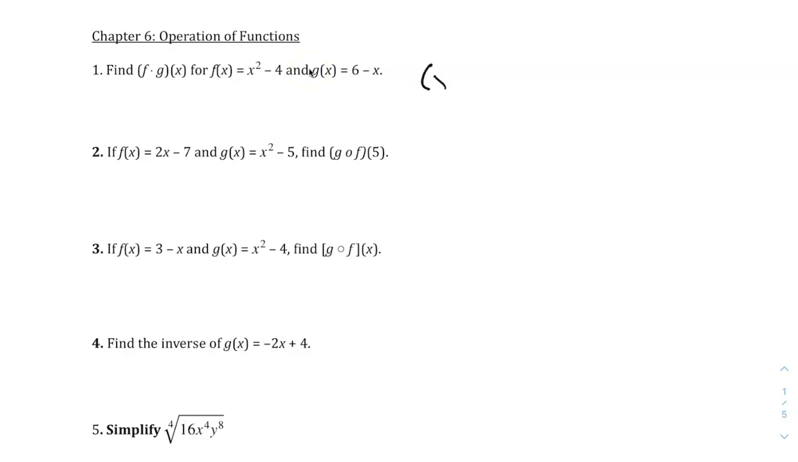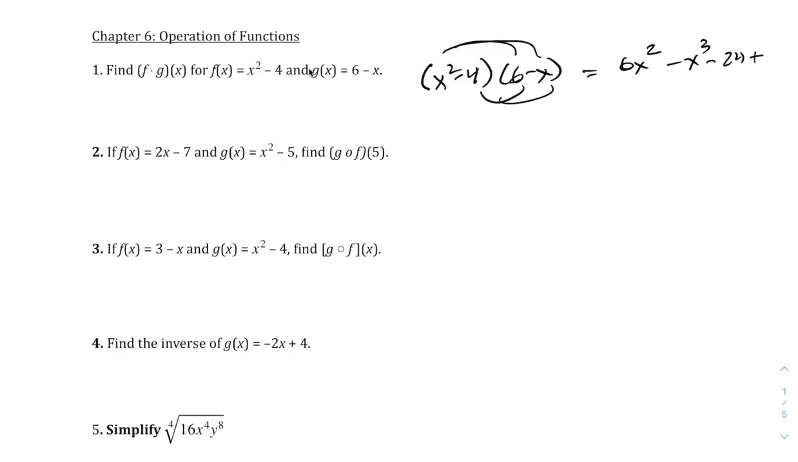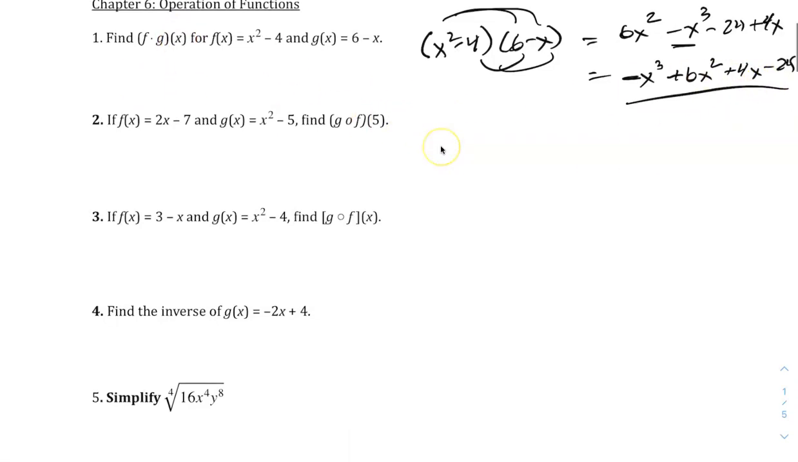So f is x squared minus 4. G is 6 minus x, and this wants to distribute. So 6x squared minus x cubed minus 24 plus 4x. And now rewriting, having the linear coefficient be the highest power, highest degree. And there we go. Now notice that's an x there because the function right here is x. That's all that means. If that was a w, I'd put all w's. Right? That's all it is.